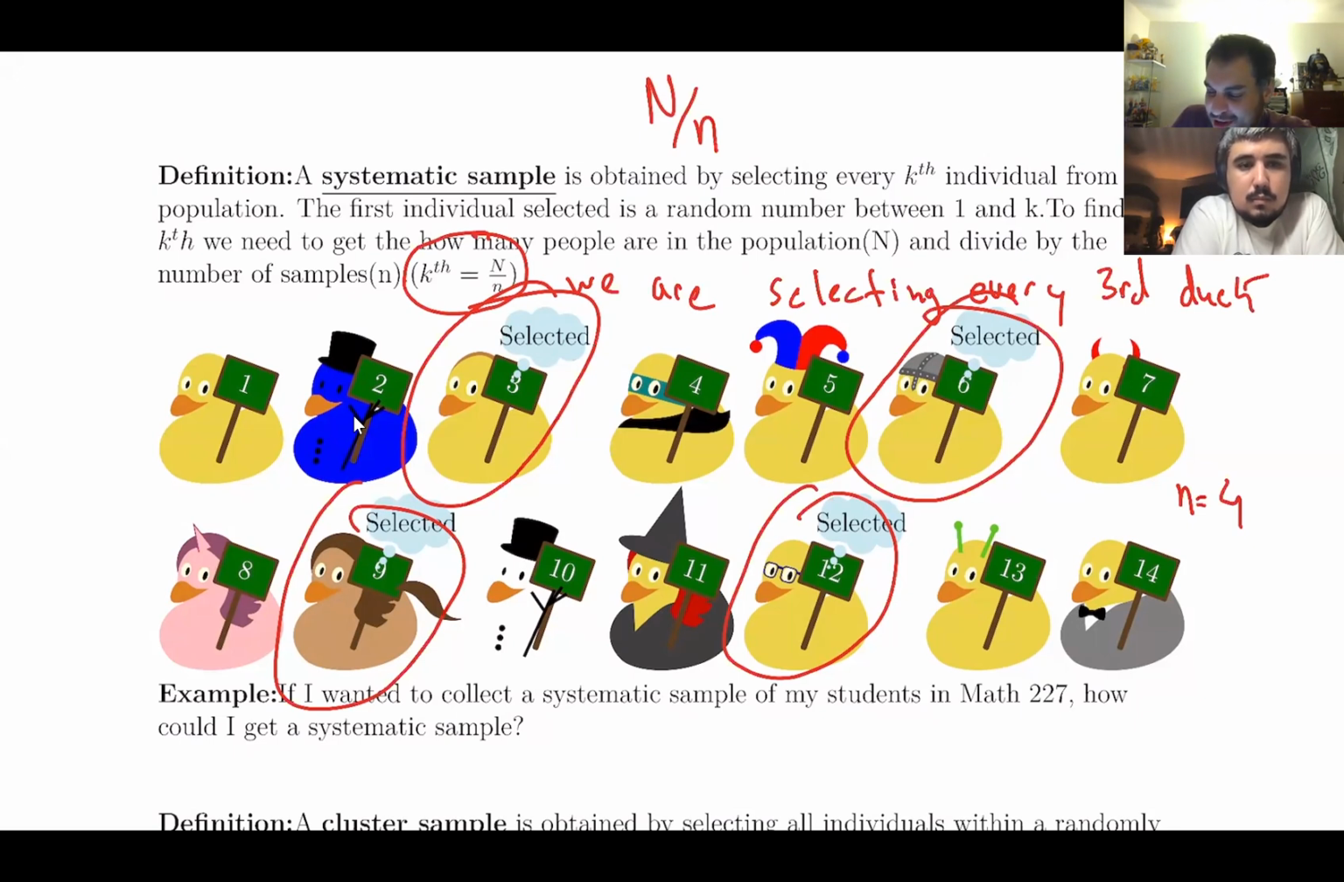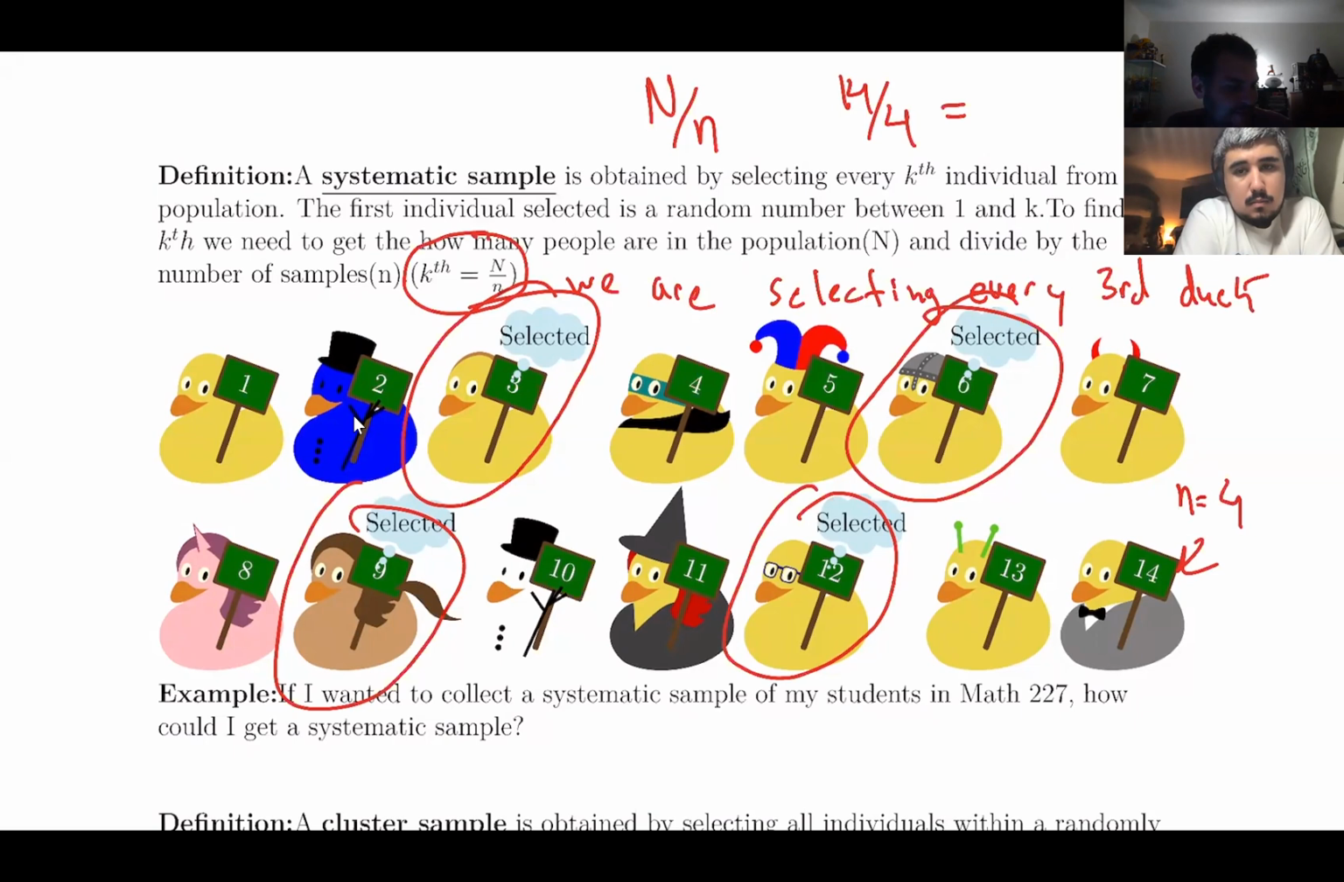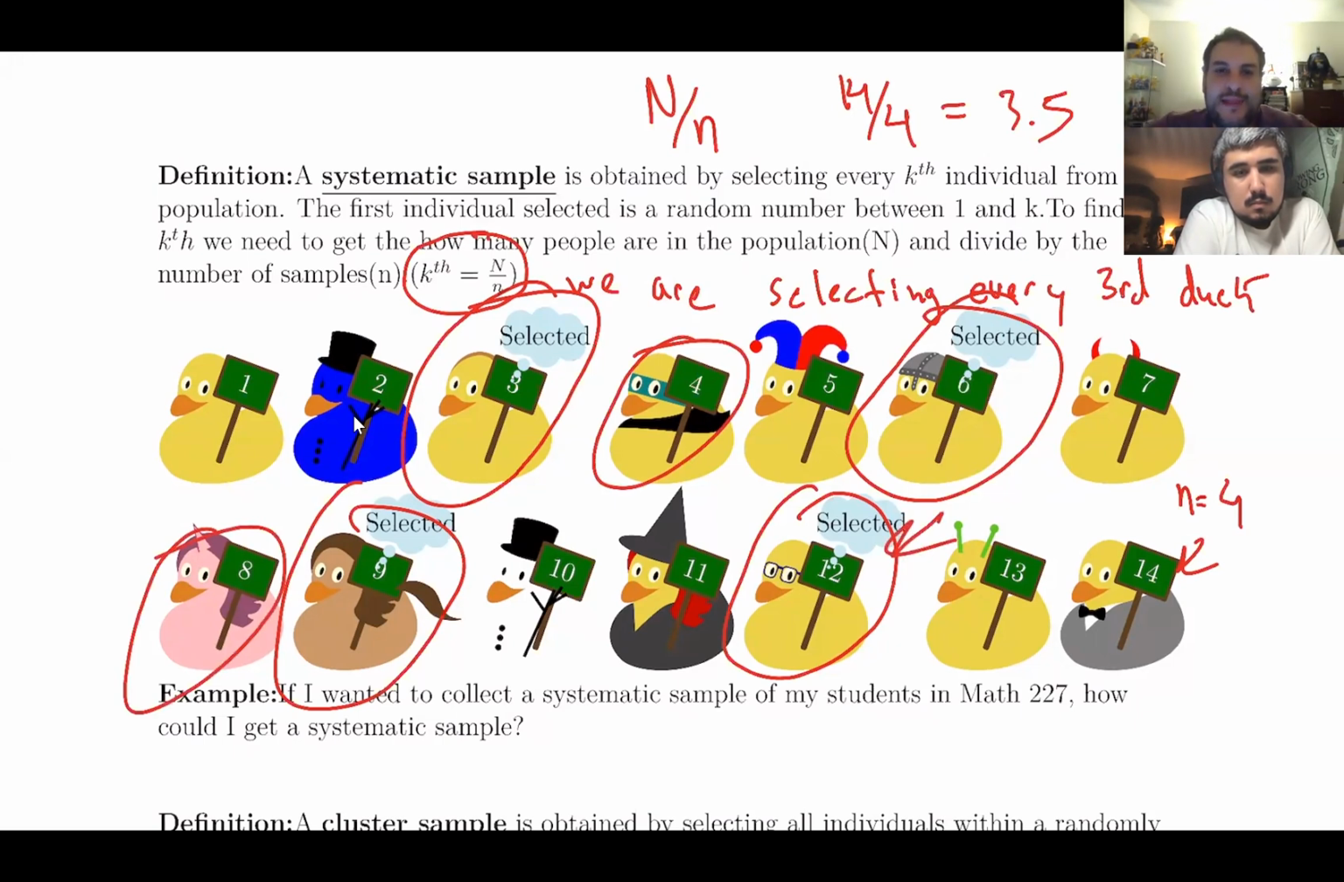So if you look at this one, you could do 14 because that's how many total ducks we have. You could divide it by n. So say for our sample size, we want it to be 4. And we could do 14 divided by 4. So you get 3.5. So technically in this one, I should have selected the 4th duck. So I should have selected this duck, and well, still this duck.